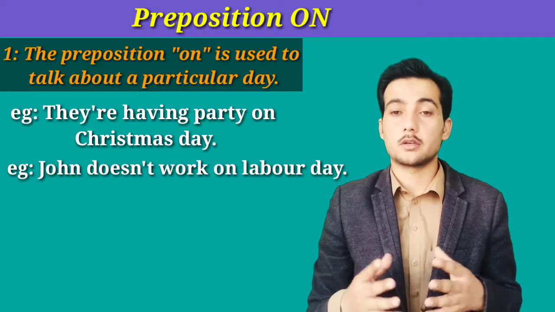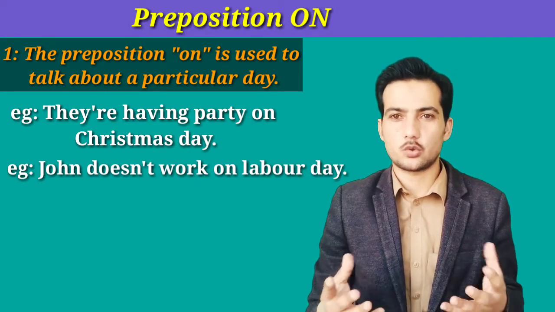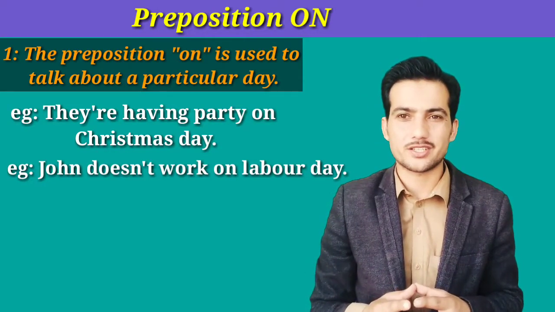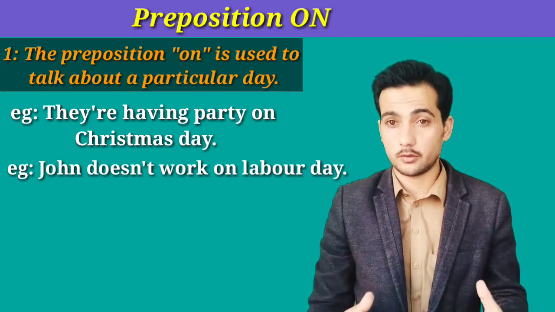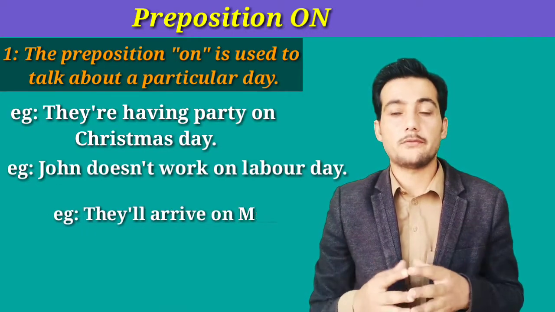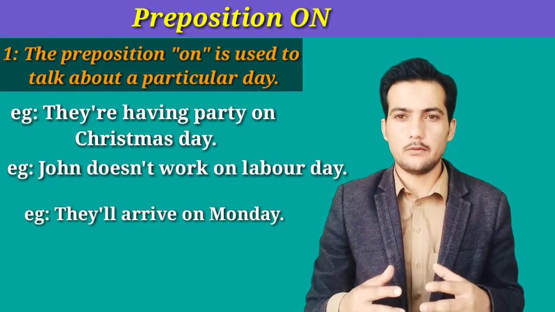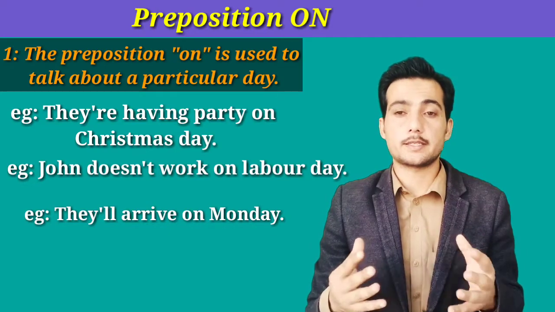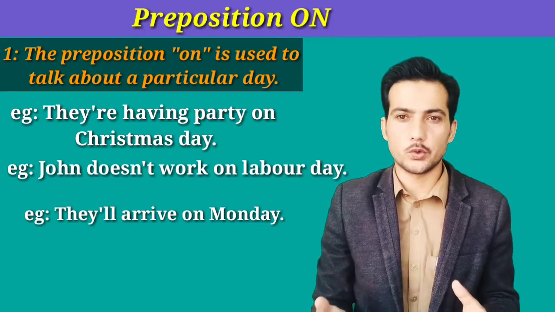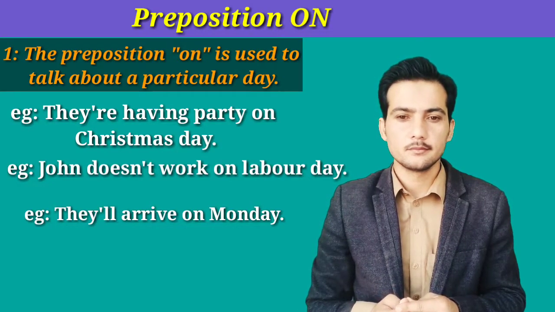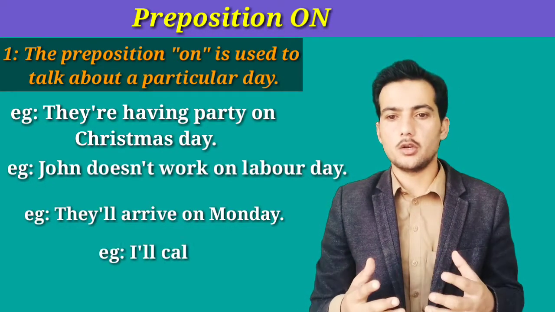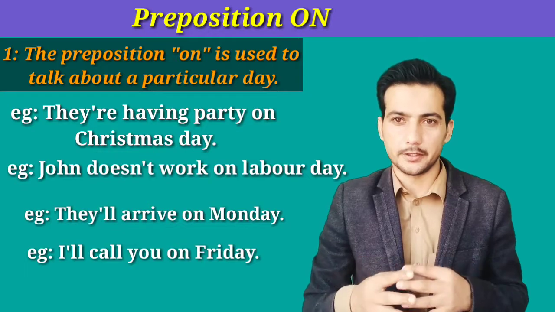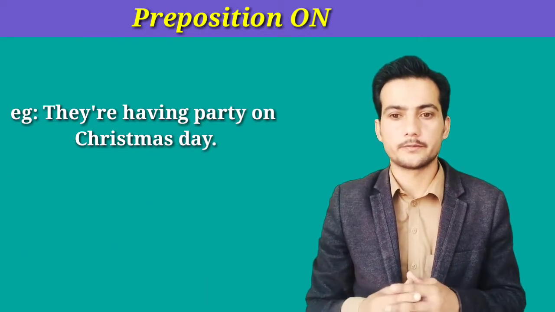John does not work on Labor Day. So you can see that John does not work on Labor Day. Here we use the preposition on before Labor Day, and Labor Day is a particular day. They will arrive on Monday. They will arrive when? On Monday, on Tuesday, on Friday. Monday is a particular day, so that is why we use the preposition on. I will call you on Friday. When will I call you? On Friday. Friday is a particular day. So that is why we use the preposition on.